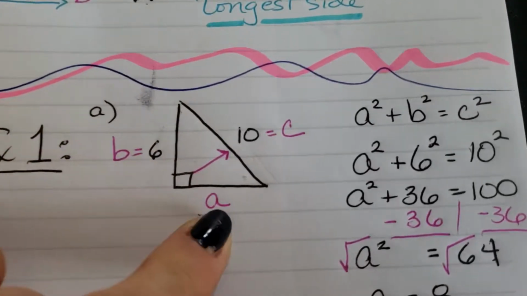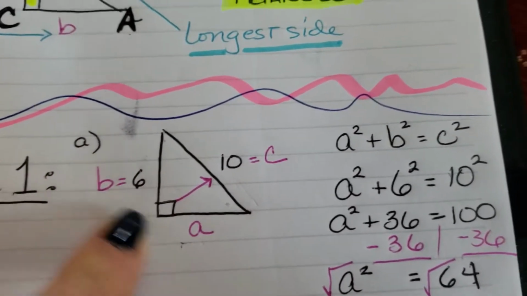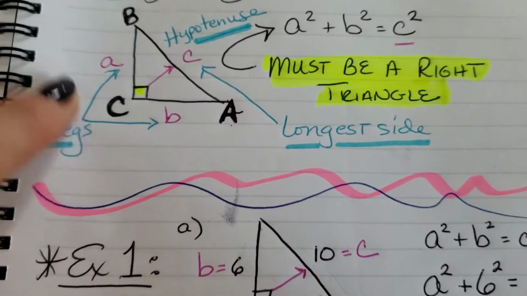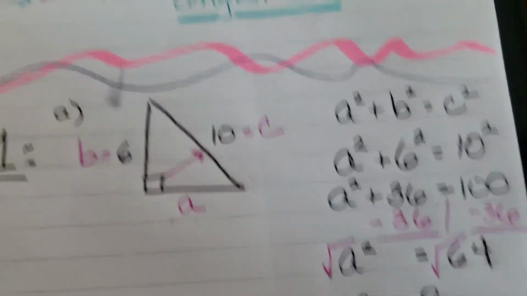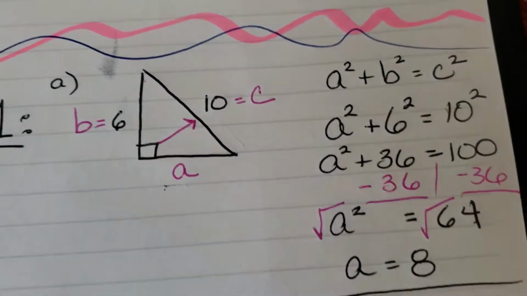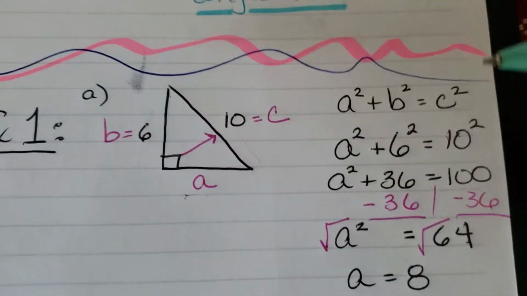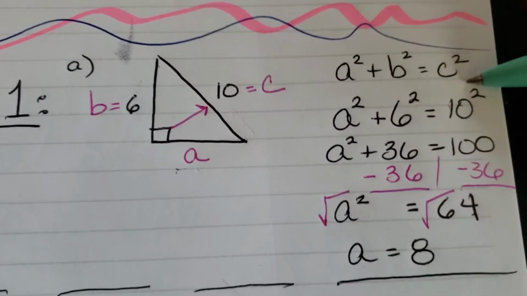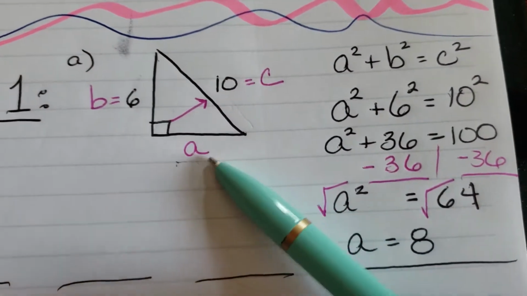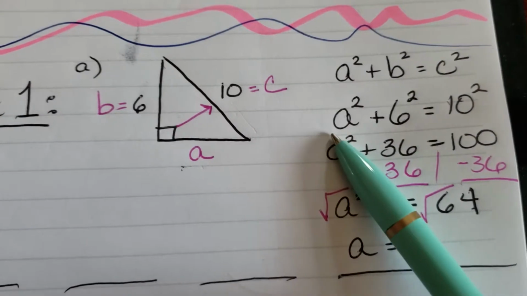Could have chosen this to be A and this to be B because remember, the legs are interchangeable, okay? But C had to be 10. So then I set up my formula, and I highly recommend you always rewrite your formula just to remind yourself every time. A squared plus B squared equals C squared. So what do I have for A? Nothing. So I'm going to put in the variable for it.